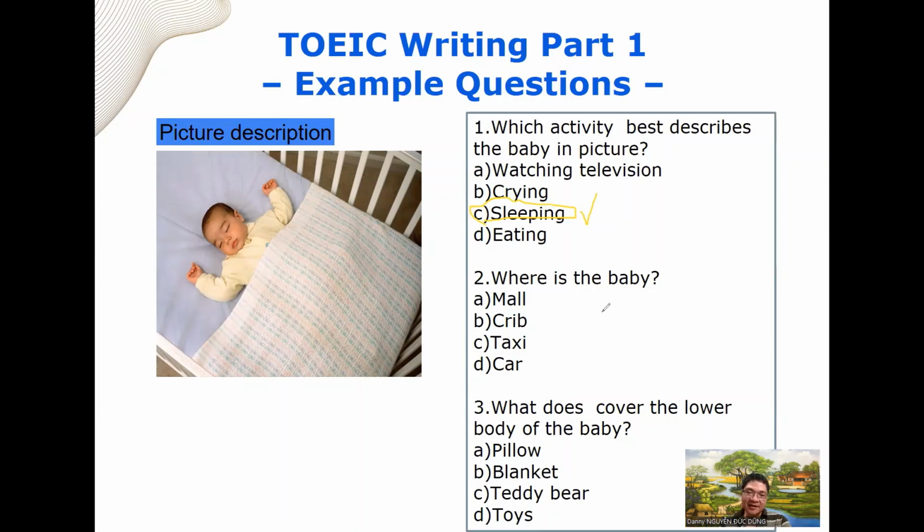And where is the baby? We see that he's sleeping in the bench or the barrel to keep him safe. It's not in the mall. There are more people over there. So it is a crib. A taxi, of course not, a car, of course not. And what covers the lower body of the baby here? All right. A pillow, of course not. A pillow should be under our head. Blanket, yeah, it is a blanket. Teddy bear, we don't see a teddy bear here. Toys, of course not.